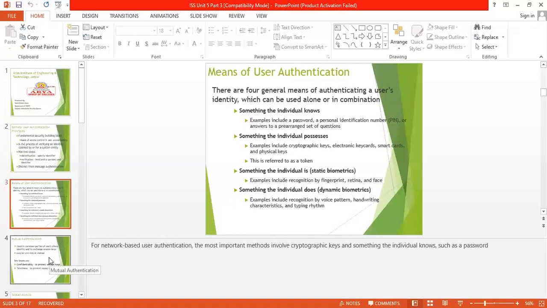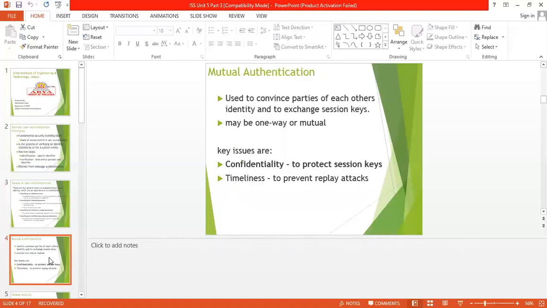Basically, two types of authentication are included in this. One is mutual authentication, the other is one-way authentication. Mutual authentication protocols enable communicating parties to satisfy themselves mutually about each other's identity and exchange session keys. The prime problems of authenticated key exchange are two issues. Number one, confidentiality, the other is timeliness.